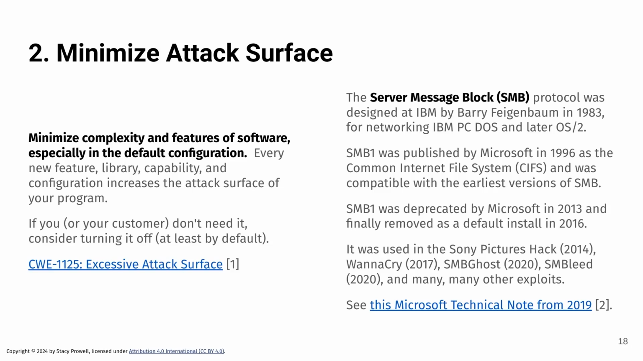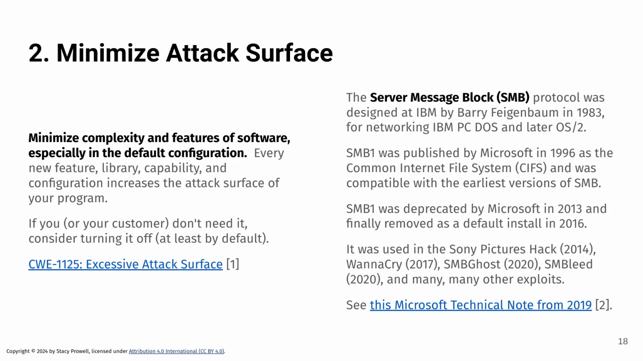It was used in the Sony Pictures hack in 2014. WannaCry used it in 2017. SMBGhost in 2020. SMBleed in 2020. And there are lots and lots and lots of others. So Microsoft has published a technical note in 2019 about SMB. You can have a look at that. Basically, this is the gift that just keeps on giving. It just will not go away. And it's constantly a source of vulnerabilities in Windows.